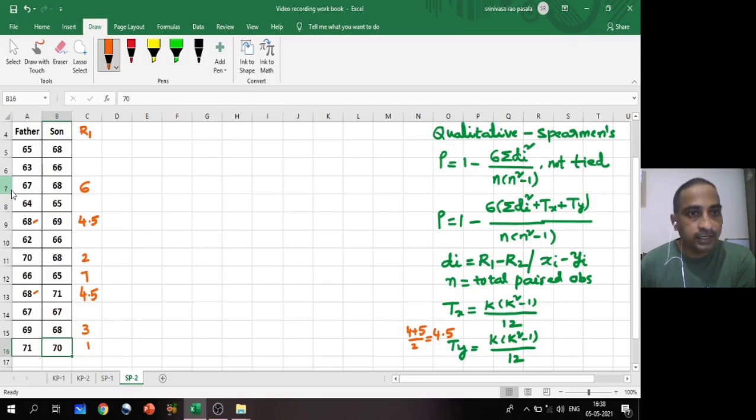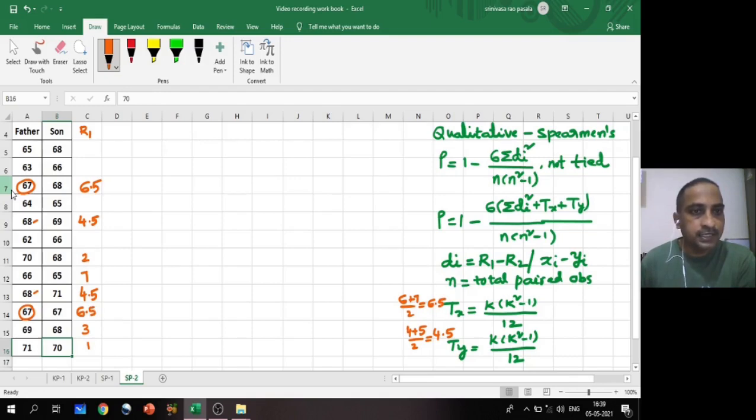After 66, 67 is also there, 67 is there 2 times, right? So this is 67 and this is also 67. That's why 6th and 7th ranks. 6th and 7th means 6 plus 7 by 2, which equals 13 by 2. So I give 6.5. I have to assign the rank 6.5, and this is also 6.5.